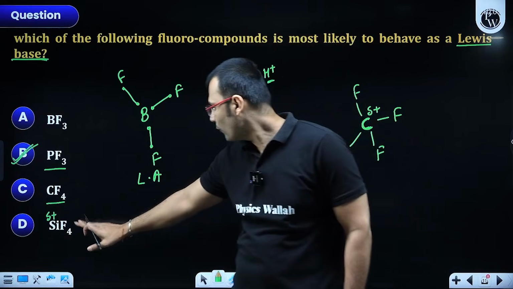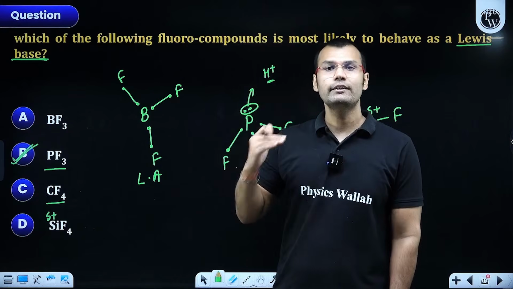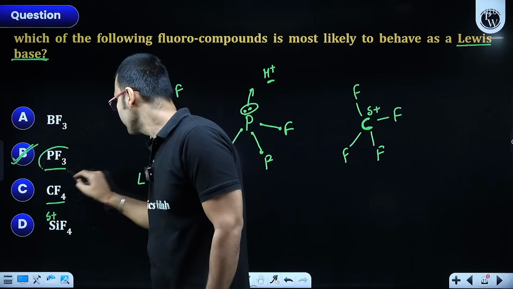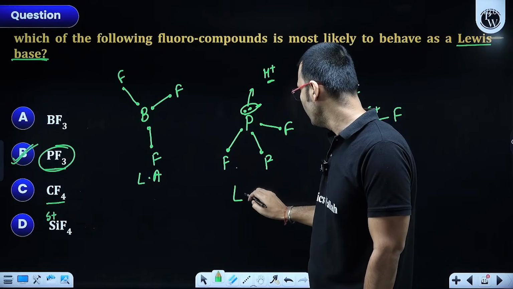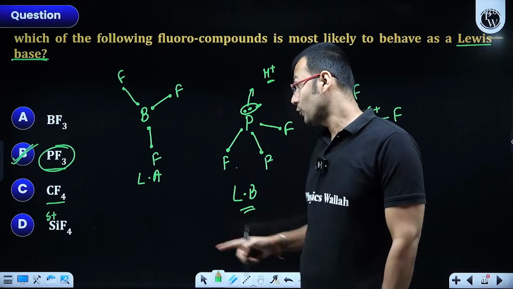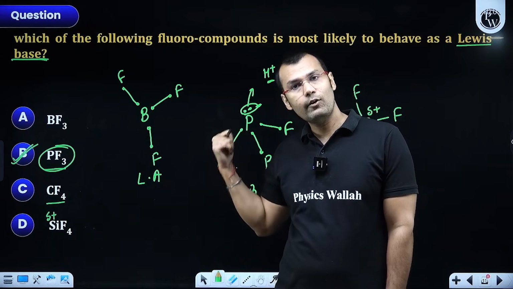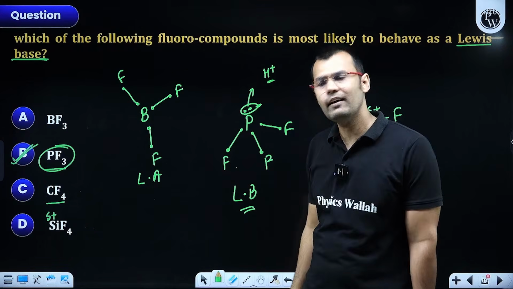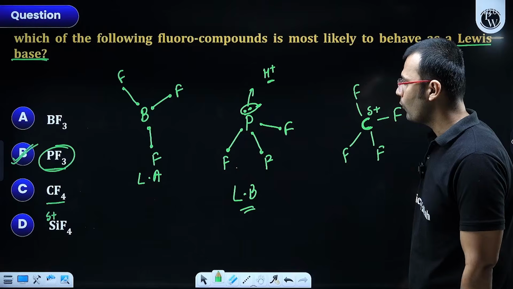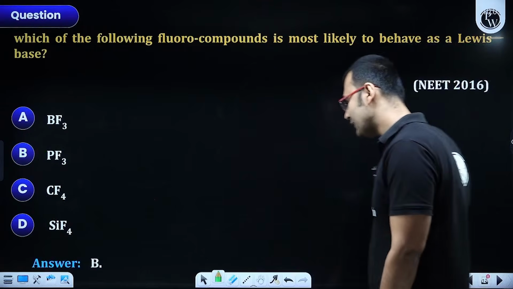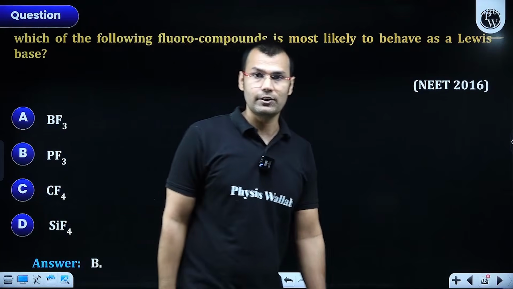So SiF4, CF4, BF3, they can behave as Lewis acid, but PF3, because it has a donatable lone pair, right, it will behave as a Lewis base. And also PF3 can act as Bronsted base, because if that lone pair is given to H+, it can accept the H+ ion. So here your answer will be no doubt B. And again, this question we got in the NEET 2016 examination, right?